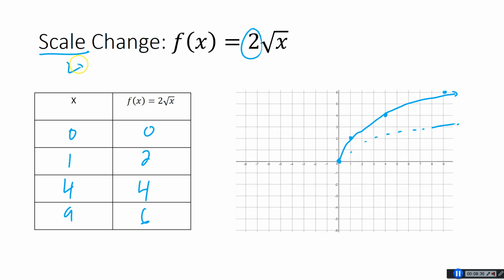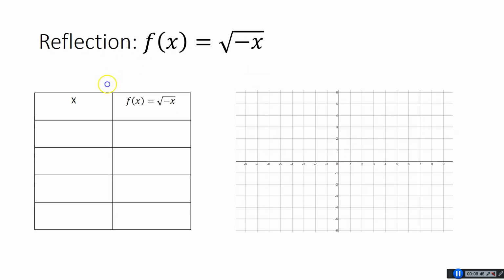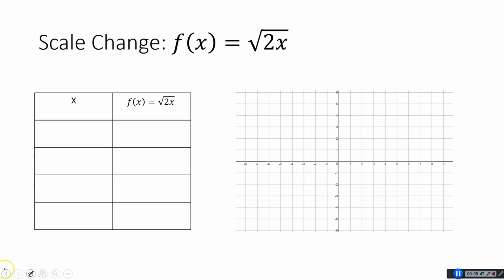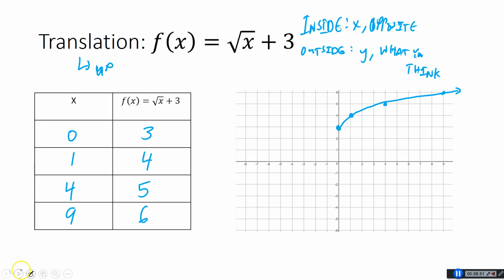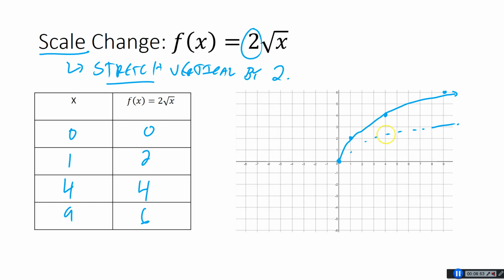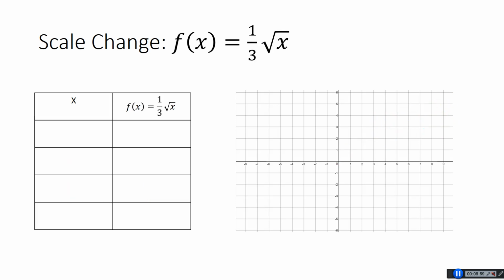They call it a stretch, and it's vertical by a factor of 2. So they've doubled all the y coordinates, right? Okay, so we have doubled all the y coordinates. We moved them all up by 2. So all those y coordinates moved up by 2, or they doubled, right?